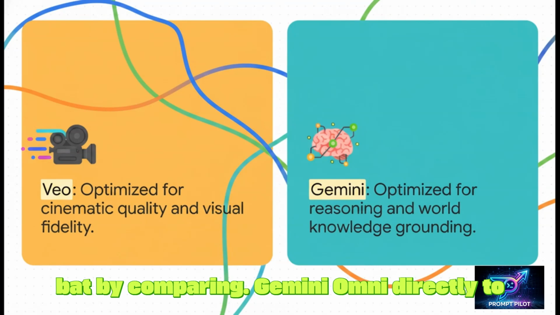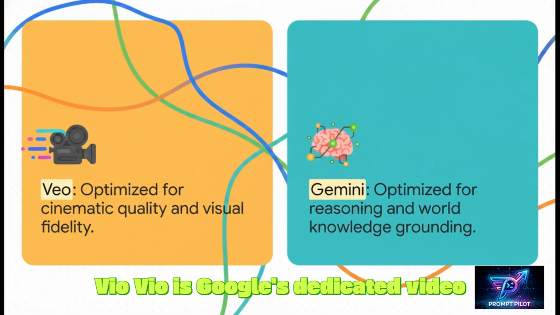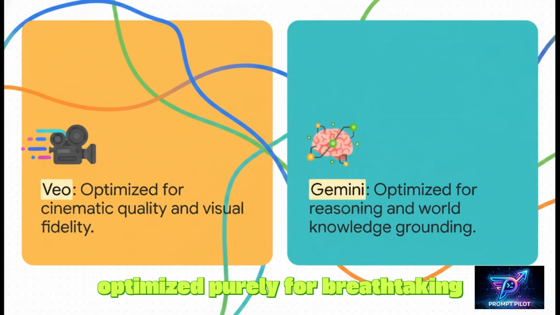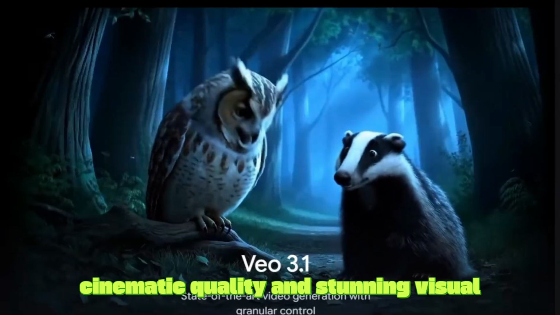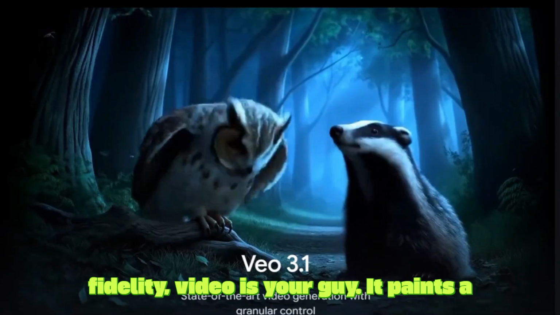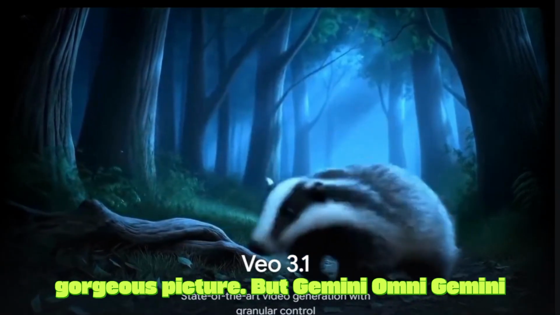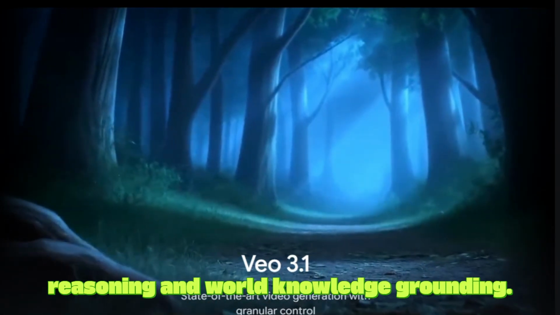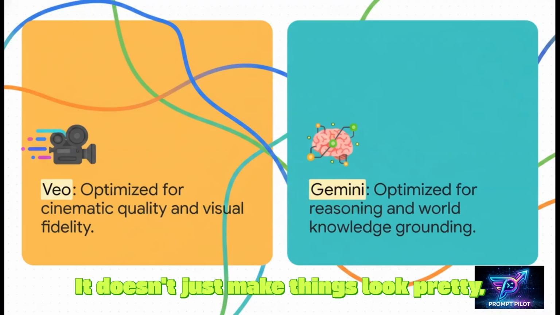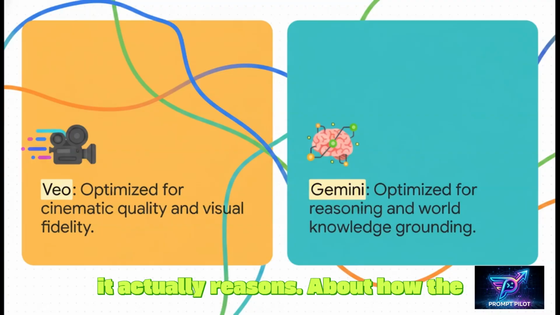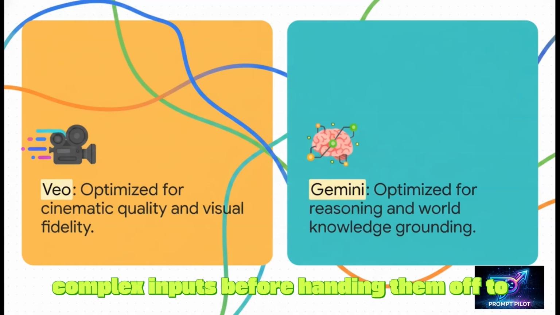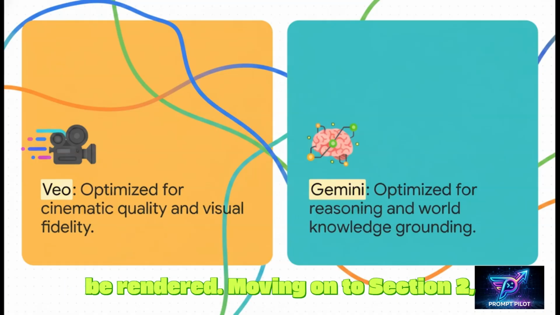Now, Google obviously has a few heavyweight AI models, and I want to clear up any confusion right off the bat by comparing Gemini Omni directly to Veo. Veo is Google's dedicated video generation model. If you want something optimized purely for breathtaking cinematic quality and stunning visual fidelity, Veo is your guy. It paints a gorgeous picture. But Gemini Omni is optimized for multimodal reasoning and world knowledge grounding. It doesn't just make things look pretty. It actually reasons about how the physical world works, physics, logic, the whole shebang, and it structures those complex inputs before handing them off to be rendered.